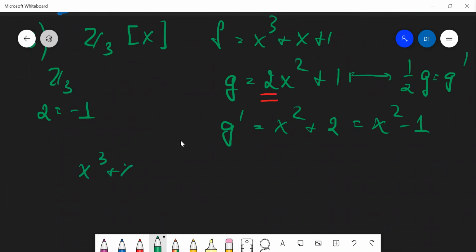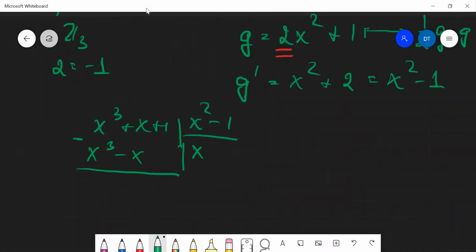So we divide this guy by x squared minus 1. Well, it's easier to deal with +1 and -1 instead of 1 and 2. That's why I'm using -1 instead of 2. And again, let's try to compute. So we multiply by x, and we will get x cubed minus x. Let's subtract one from another, and then we will get 2x plus 1. And this is the remainder. So f equals x times g prime plus 2x plus 1.